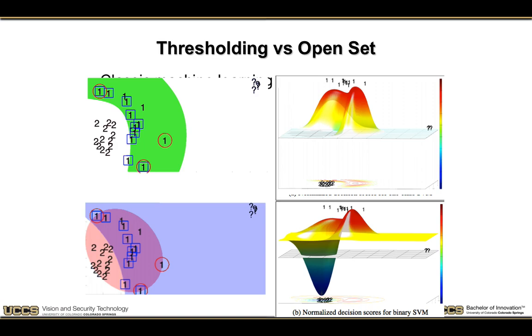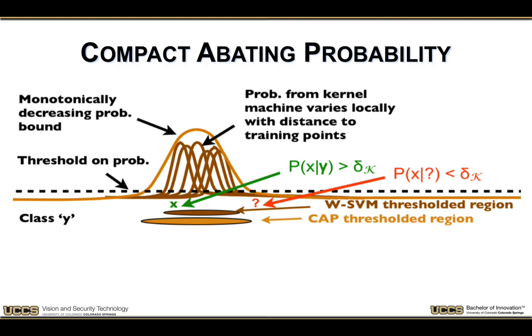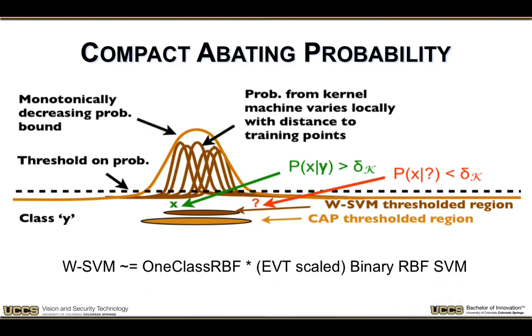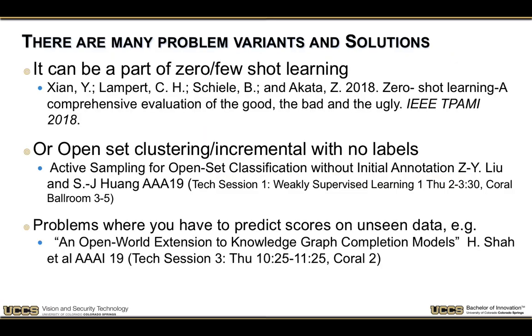The new kinds of algorithms we work out always have bounded regions. They're always compact in space, and that allows them to limit how much they label when they shouldn't. We actually call that the compact abating probabilities, and although I conjecture it, I haven't been able to prove that all things that are provably open set have this property, it's a pretty good basic idea. If you can bound your function by something that is going down to 0 in one lump, then you can always threshold and find some place where it will work. You can even take existing functions and make them behave that way. So our WSVM is really a one-class SVM multiplied by some EVT scaled version of a binary SVM. So the one-class makes it behave.